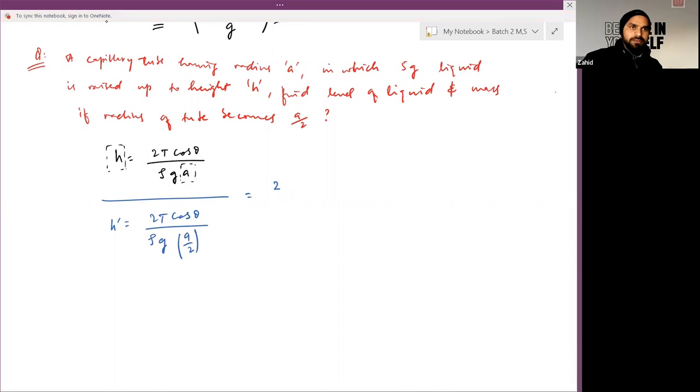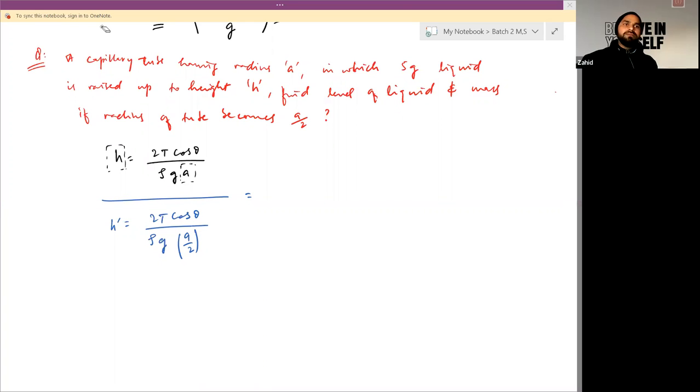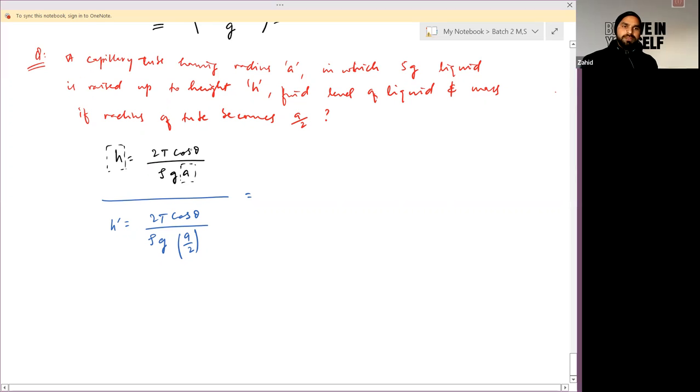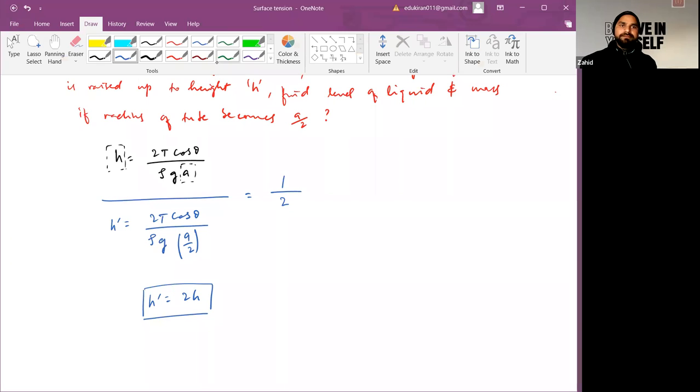Now, in numerator, you'll get 1 divided by 1 by 2, so this will move to this part only. So this will be 2. Now just cross multiplication. So h dash will be equals to 2 times of h. Is it clear? Yes, sir.